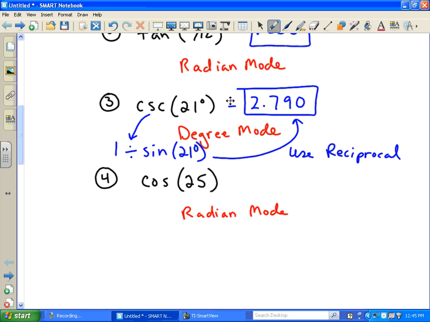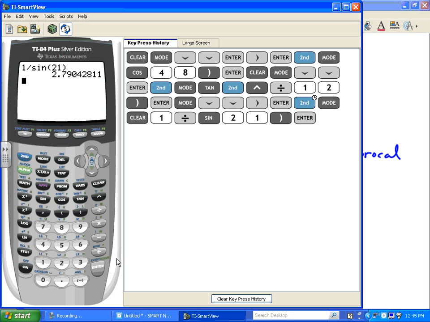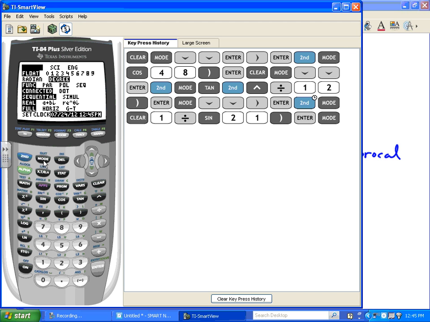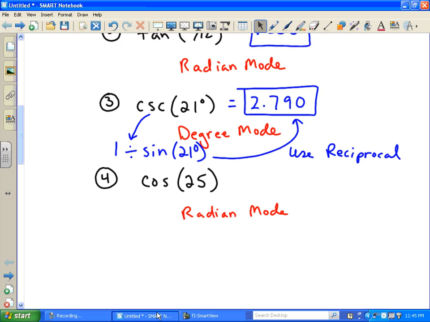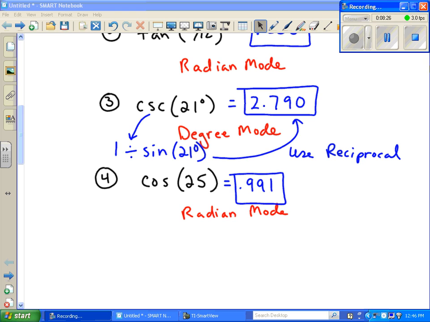Okay, the last problem was I want the cosine of 25. 25 doesn't have a unit measure on it, and so it would be understood to be in radians. Okay, I want cosine of 25. That value gives me 0.991. This concludes the lesson on how to compute trig functions using your calculator.